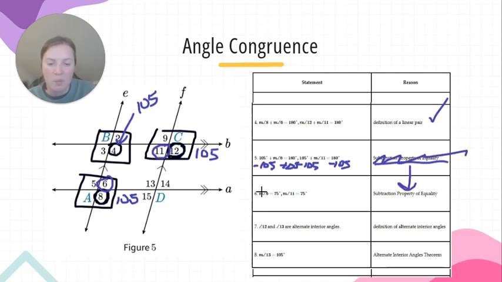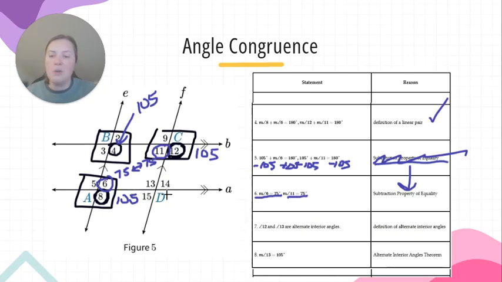This is the subtraction property that lets us subtract these values out from both sides. Then we're left with basically what the measure of each one of these angles is. That means that 6 is 75 and 11 is 75. And look, we have our first congruence here. These two angles are equal to each other, which is our first step in showing that opposite angles are equal to each other for both pairs.